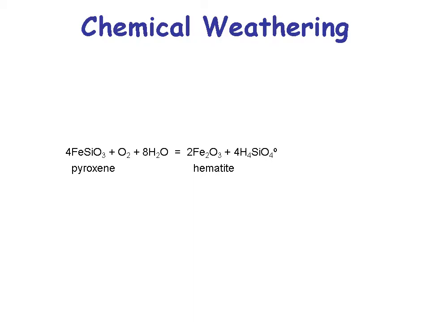Here's pyroxene, which chemically weathers into hematite, and the difference is that pyroxene has an iron that's an ion of +2, and when it chemically weathers, it becomes an iron that's +3.